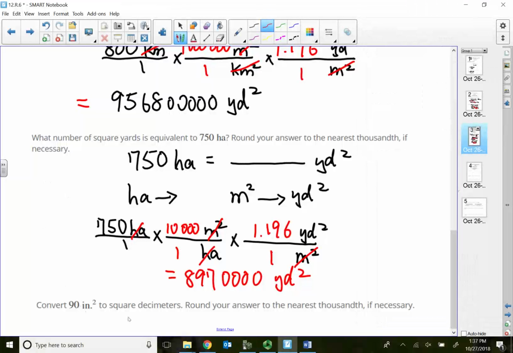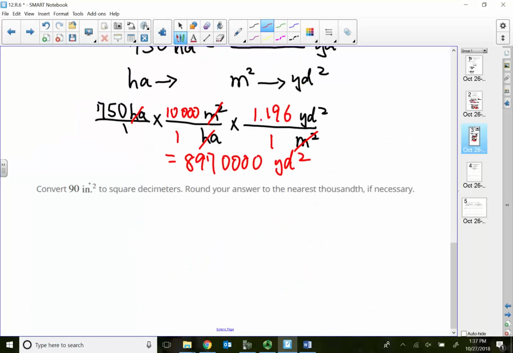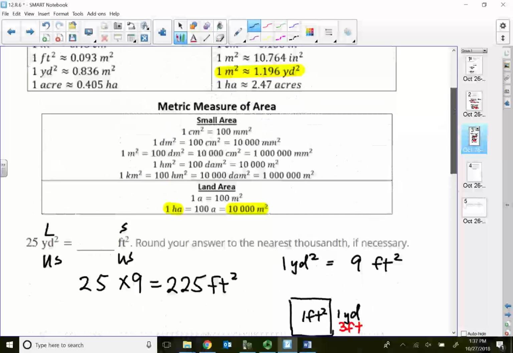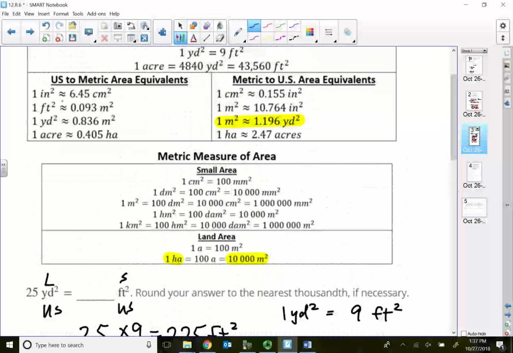All right, convert 90 square inch. So this is starting with US now to square decimeter. That's equal to so many square decimeter. All right, so let's go find square inch. On the left side here, square inch. Again, square inch take me to square centimeter.